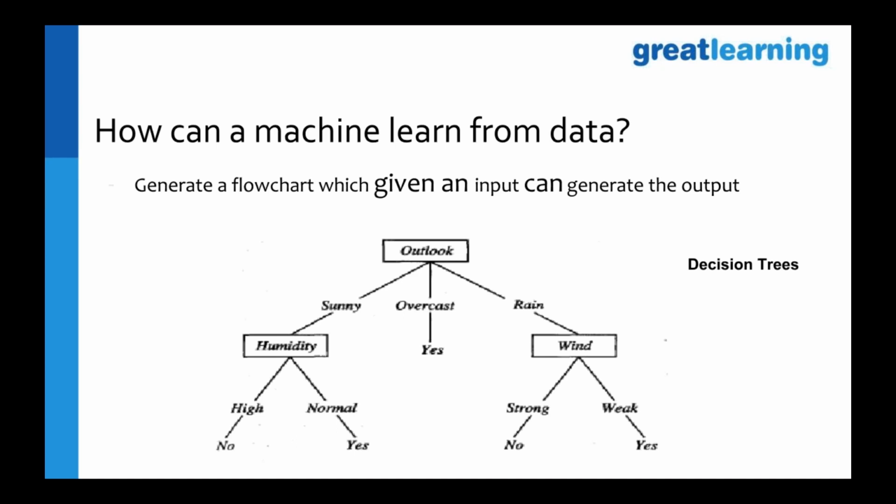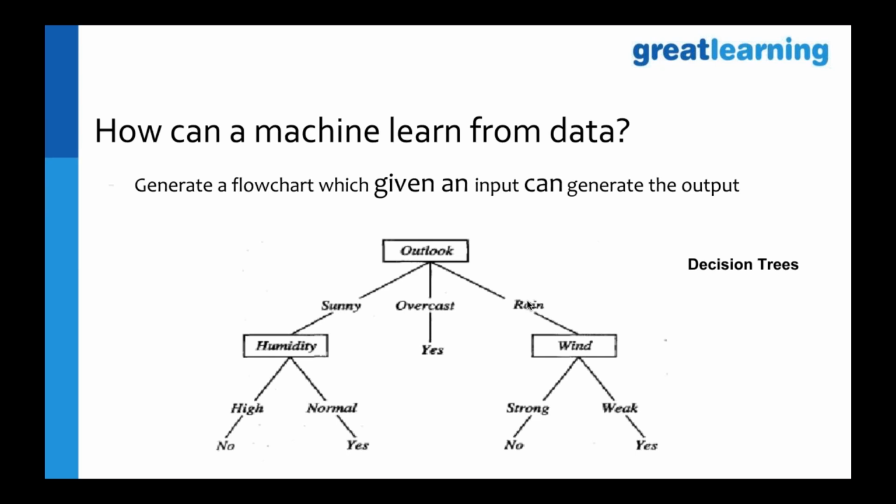Now, another type of learning that the machine can have is that it can generate a flowchart, looking at the data. Let's take an example. I have a data set which tells when I go out and play cricket. The data set has 4 columns. One is the outlook of the weather: is it sunny, is it overcast, or is it raining?